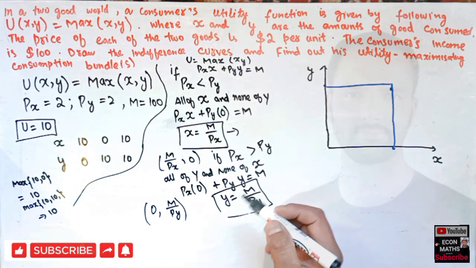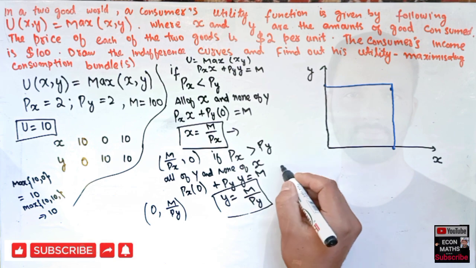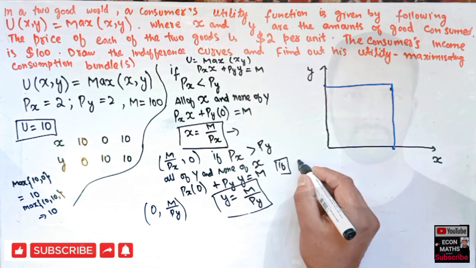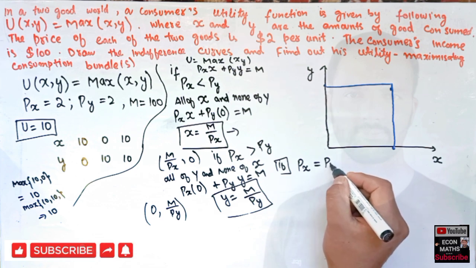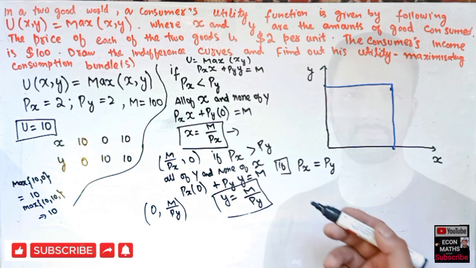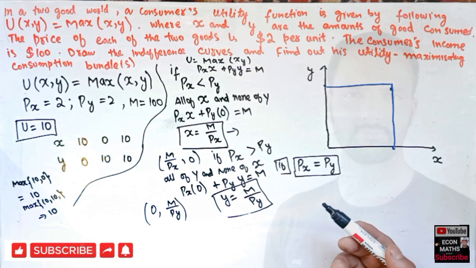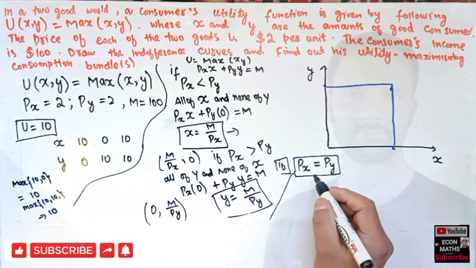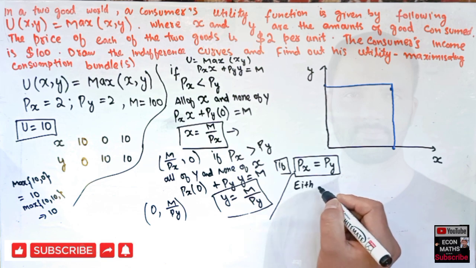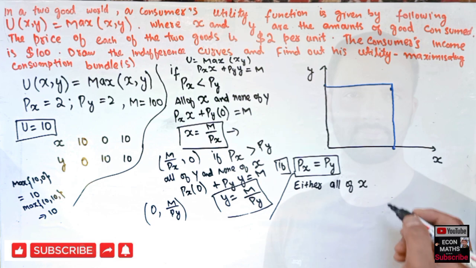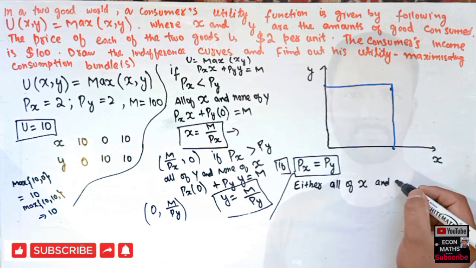Another case could have been if price of x and price of y are the same. In this case, let us say price of x is equal to price of y. When both goods have the same price, what will happen? In this case, obviously the consumer is indifferent. The consumer will consume either, let me make it clear, either all of x and none of y, or I will write 0 of y.